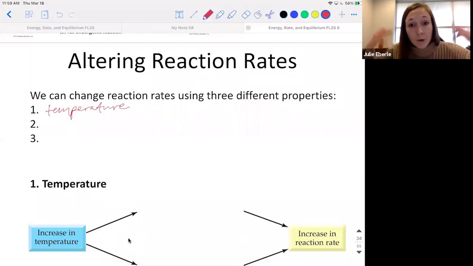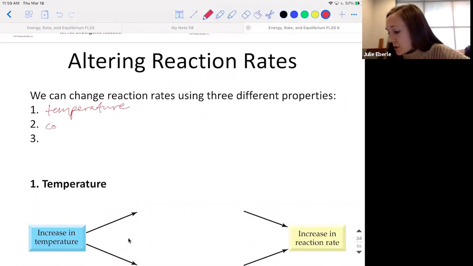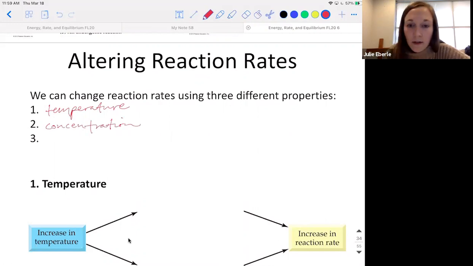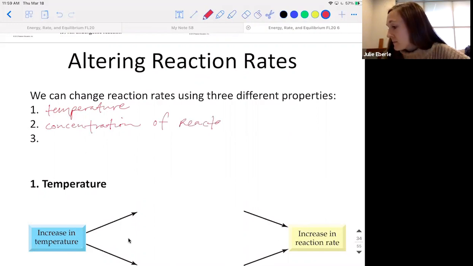So we can increase temperature to make reactions happen faster. We can decrease temperature to make them happen slower. Concentration is the concentration of your reactants. That's another thing we can change.